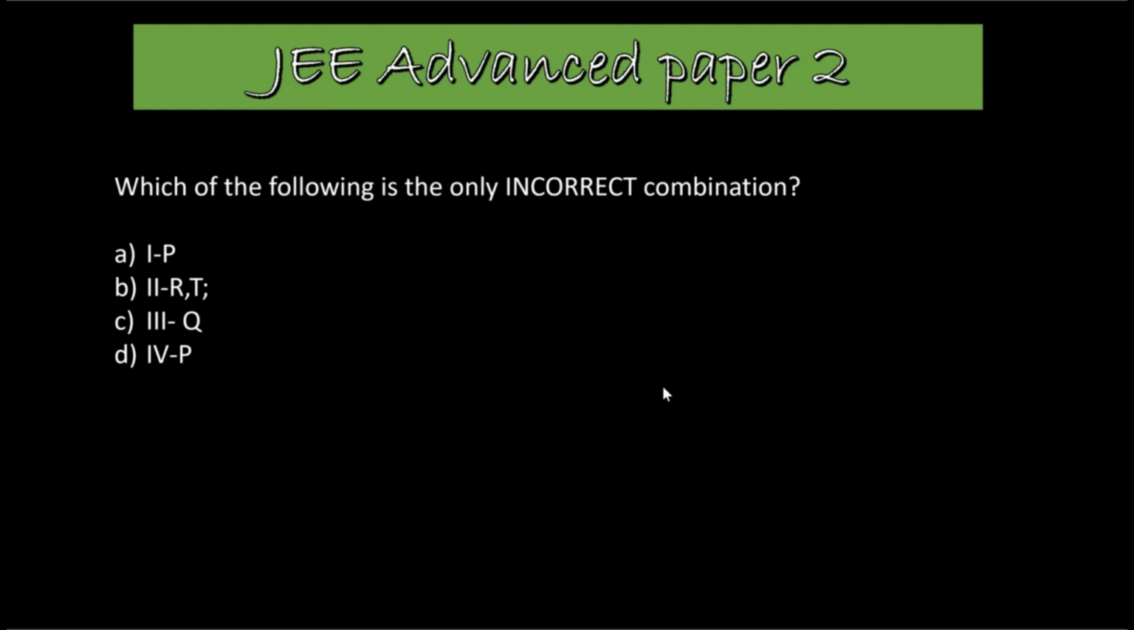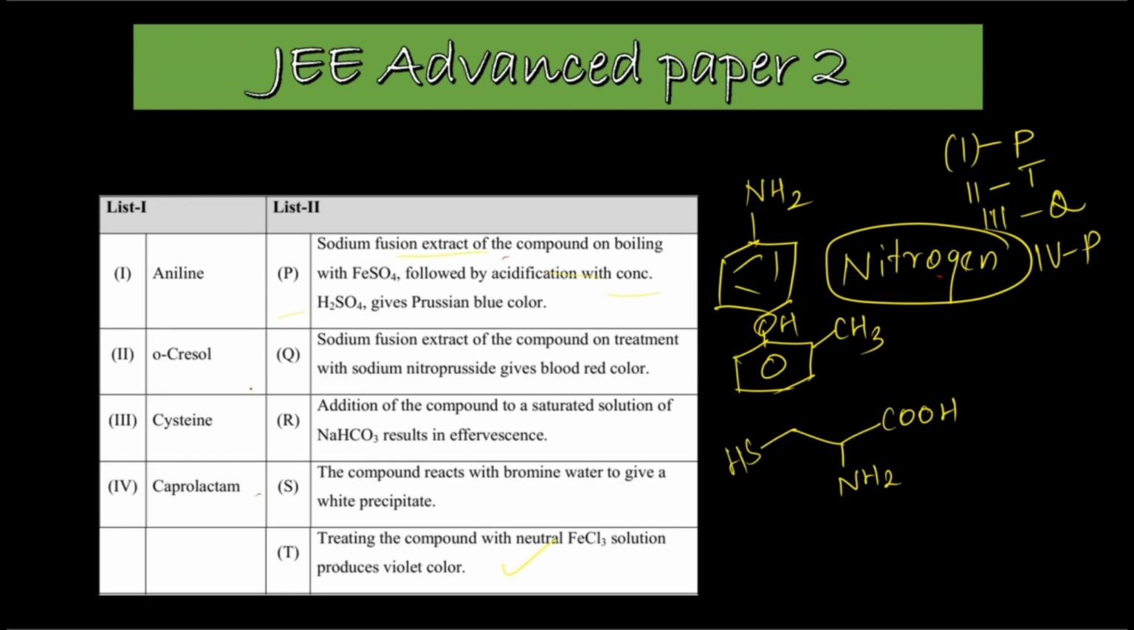Next we are going to find the incorrect combination. So 1 to P, which is correct, right? We already know. And Q, second one to R and T. R, which is sodium bicarbonate effervescence, and T, that is treated with neutral ferric chloride solution, shows violet color.